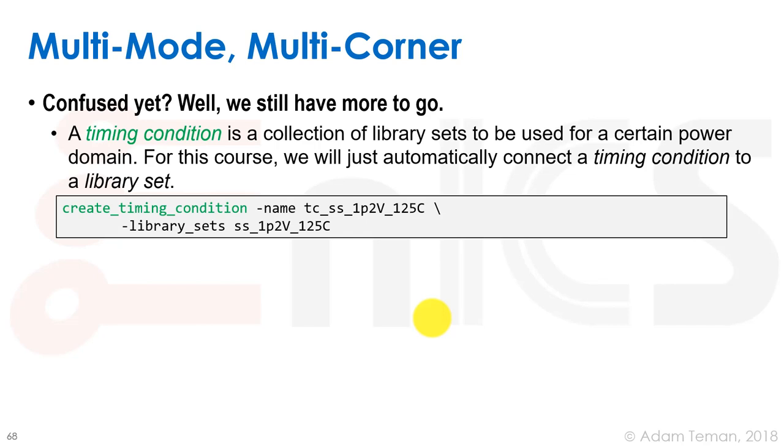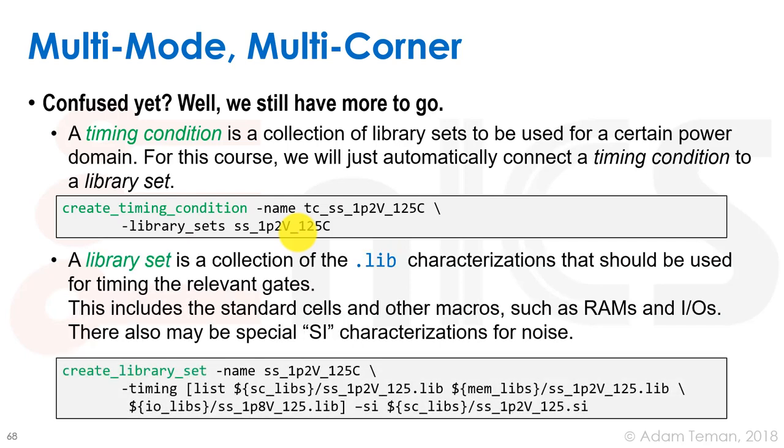So the next stage is something called a timing condition. And a timing condition is something that can be used for a certain power domain. In this course, we'll just automatically connect the timing condition to a library set, not to get you confused. So this is just a one-to-one connection. We do create timing condition, give it a name, and then connect it to a library set, which we will see in a second. So the library set is just a collection of the .lib files that should be used for the relevant gates.